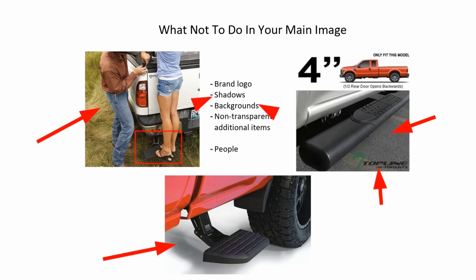Now, the next thing is going to be having people. Don't have people in it unless it's clothing, and then there are specific rules for clothing where you're essentially only supposed to have half of a face. But in general, you don't want to have people, you don't want to have backgrounds, you don't want to have shadows. You could have a light glossy background, but that's not that important.